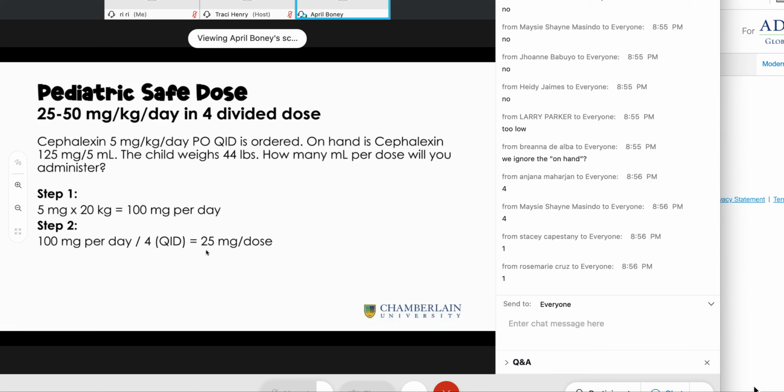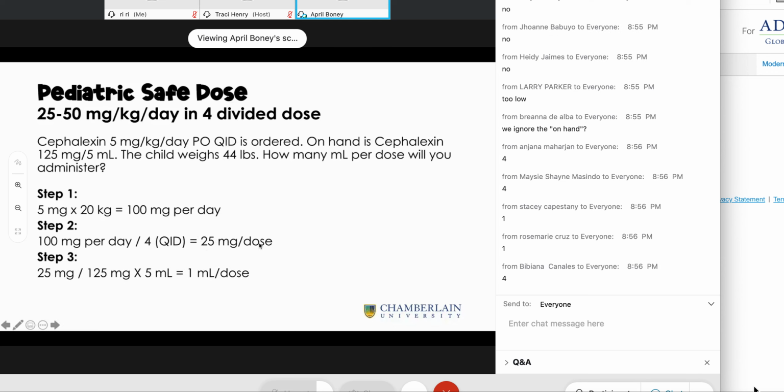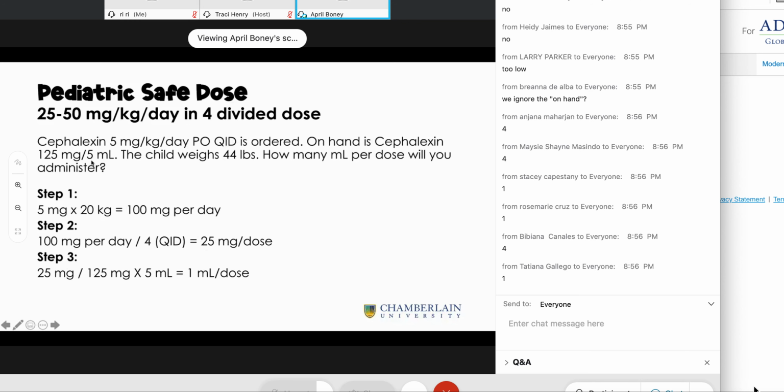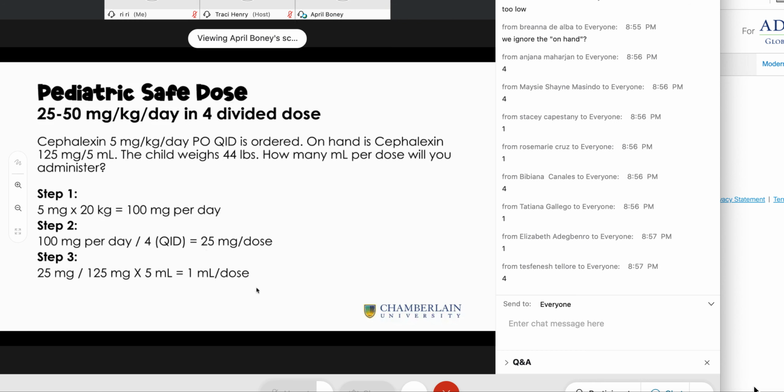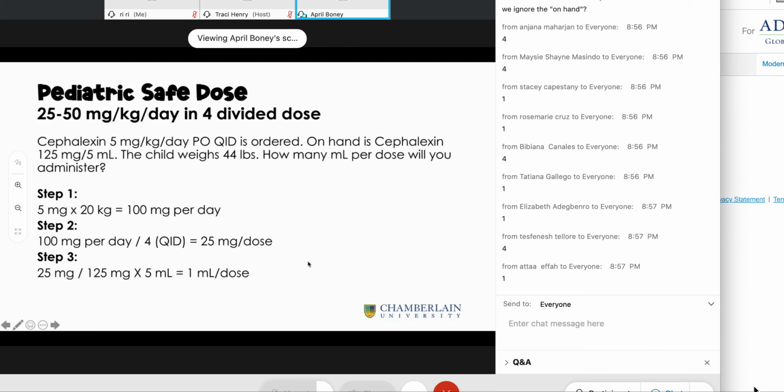So now we're just doing dose ordered divided by dose on hand times volume, right? 25 milligrams is our per dose. Our concentration is 125 milligrams in 5 milliliters. We are going to give 1 milliliter per dose. Now, if I wanted to know what the daily dose was, it would be 4 milliliters, right? But that's not what it asked me. It didn't ask me for daily. It asked me for a single dose, which is 1 milliliter per dose.